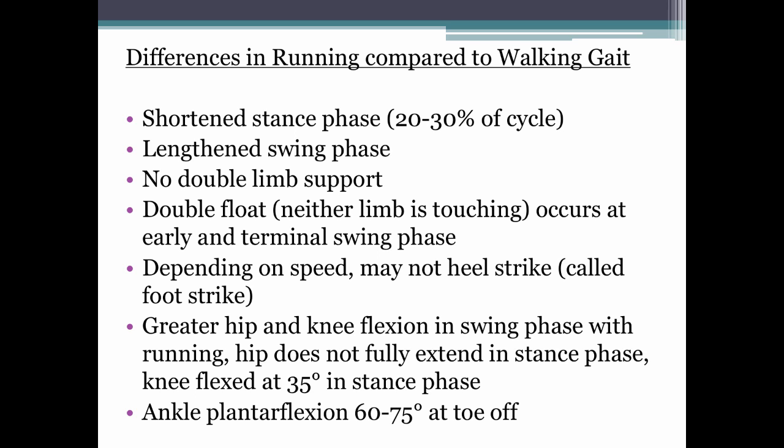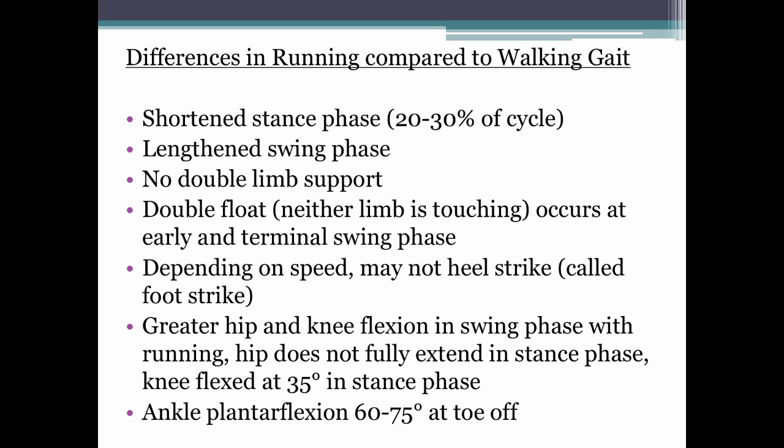You have no double limb support, as I talked about earlier. Instead, you have a double float where neither limb is touching. So this occurs at early and terminal swing phase, and you'll see here in a minute, I'll show you some pictures, and you'll see the person is completely off the ground. Depending on the speed, you may not have a heel strike. Instead, they'll call it a foot strike. So you'll have some runners that do heel strike, other runners just strike with the forefoot.